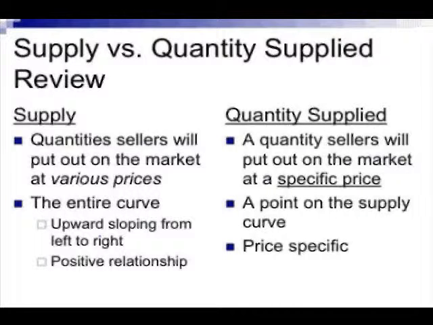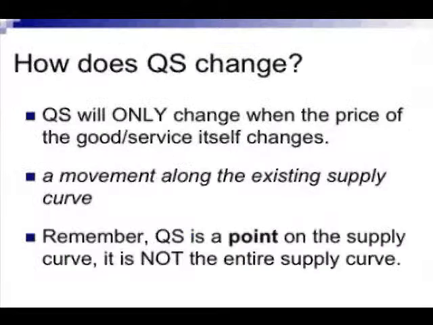It's price specific. And the law of supply, again, is as the price goes up, quantity supplied goes up. As price goes down, quantity supplied goes down. Quantity supplied will only change when the price of the good itself changes.